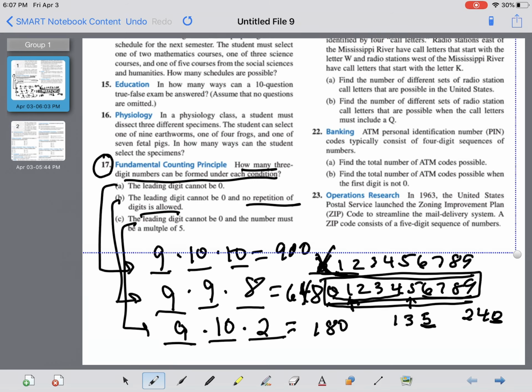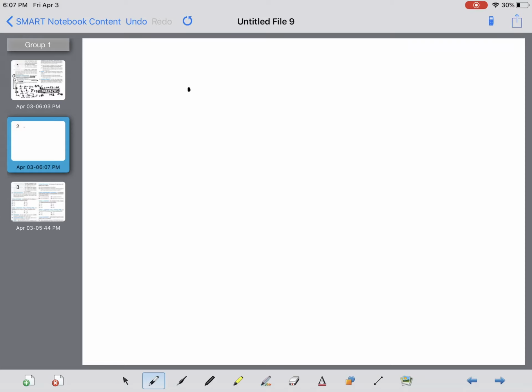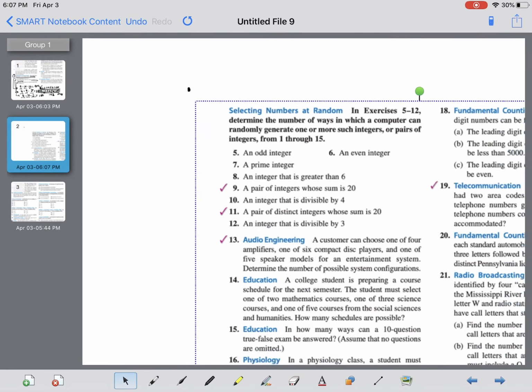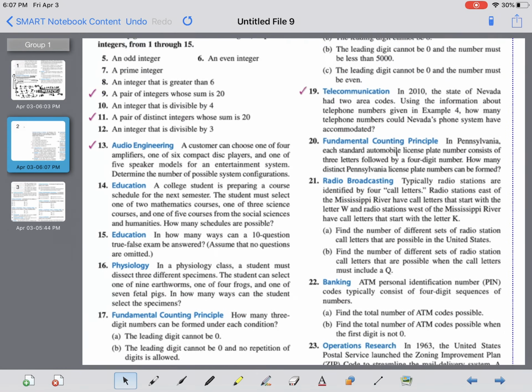All right, so that was number 17. Sorry, let's see, I'm trying to paste the book questions on here. All right, so that was 17.